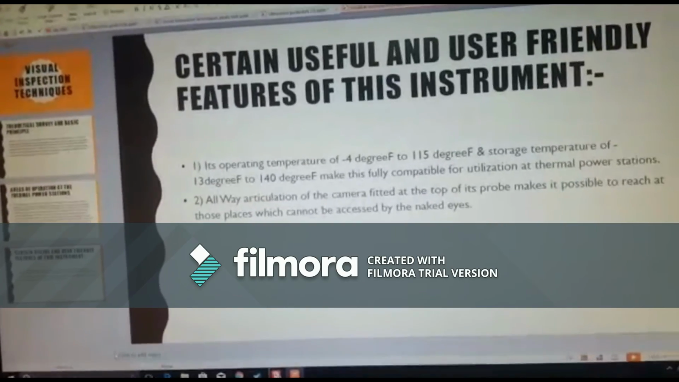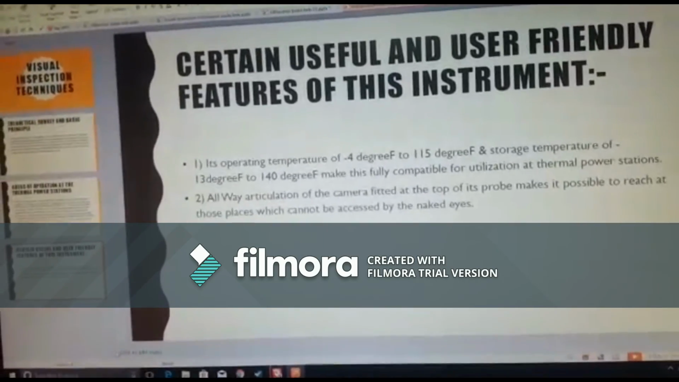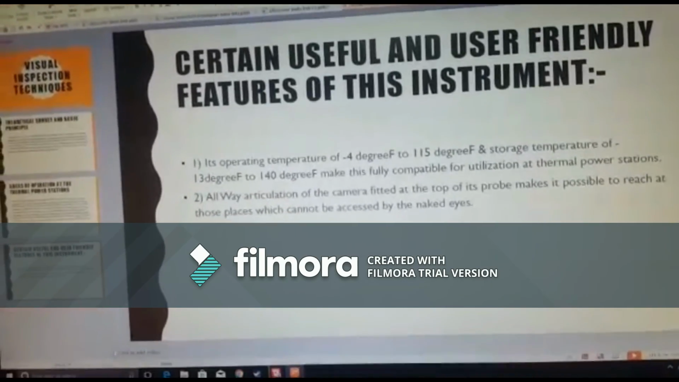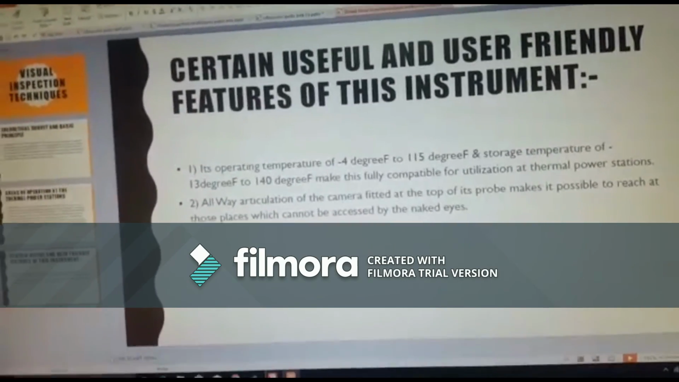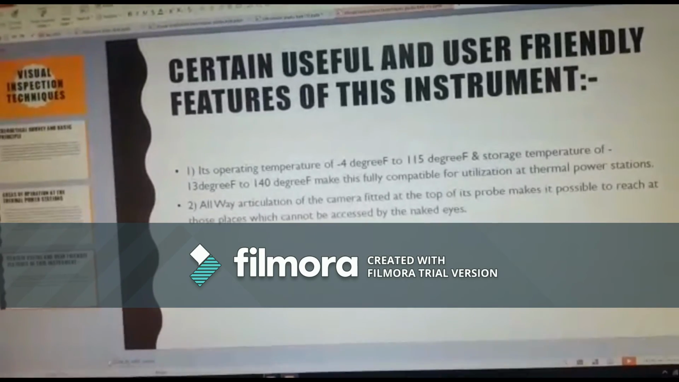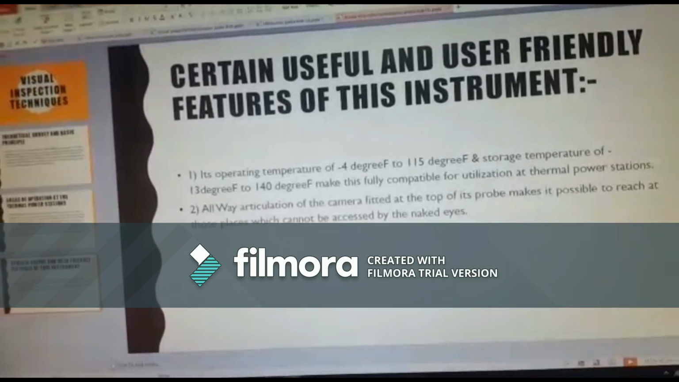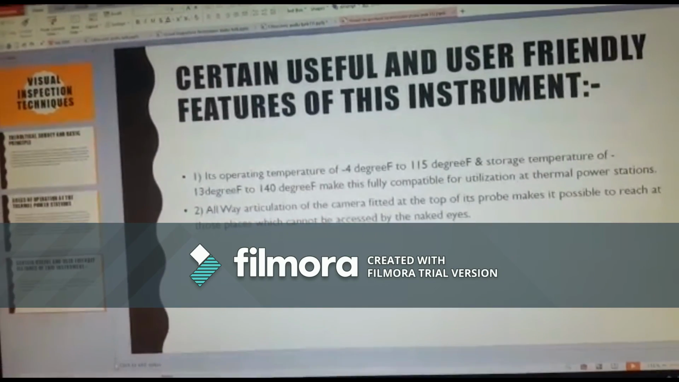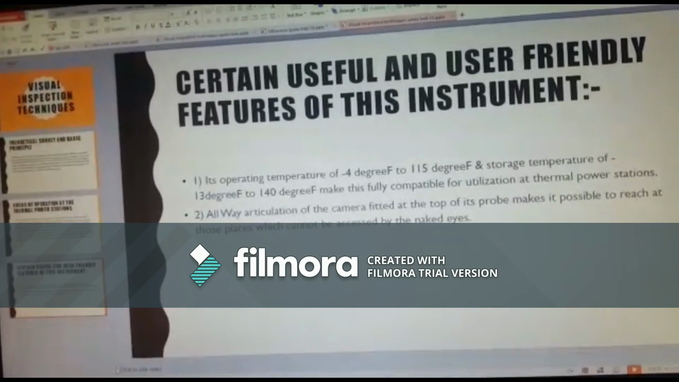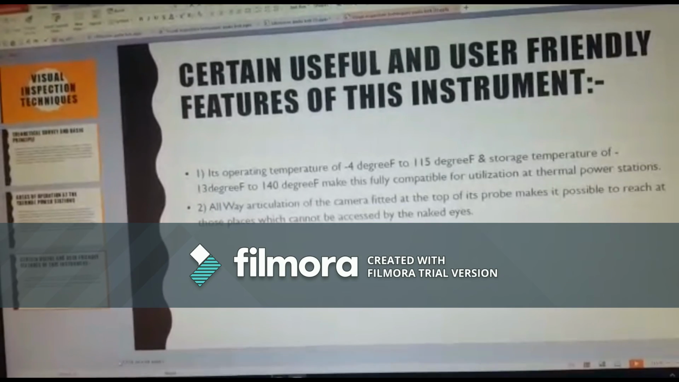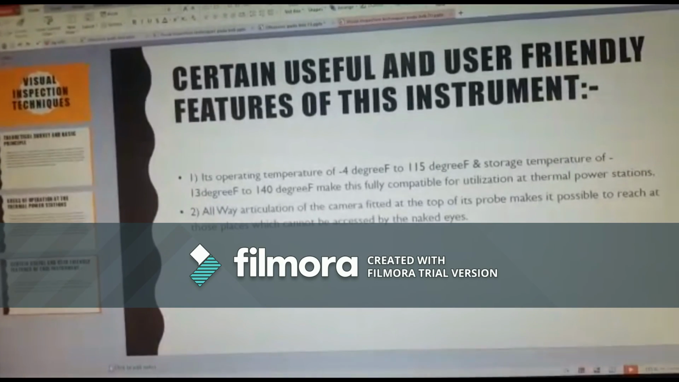Certain useful and user-friendly features of this instrument: its operating temperature of -4 degrees Fahrenheit to 115 degrees Fahrenheit and storage temperature of -13 degrees Fahrenheit to 114 degrees Fahrenheit make it fully compatible for utilization at a thermal power station. The articulation of the camera fitted at the top of its probe makes it possible to reach places which cannot be accessed by the naked eye.